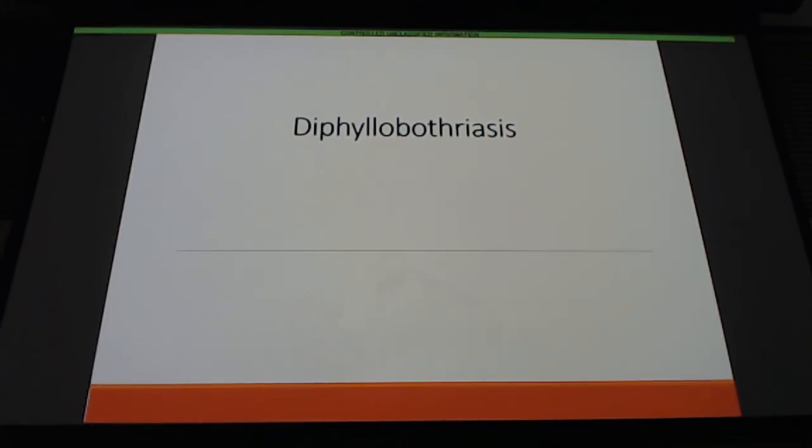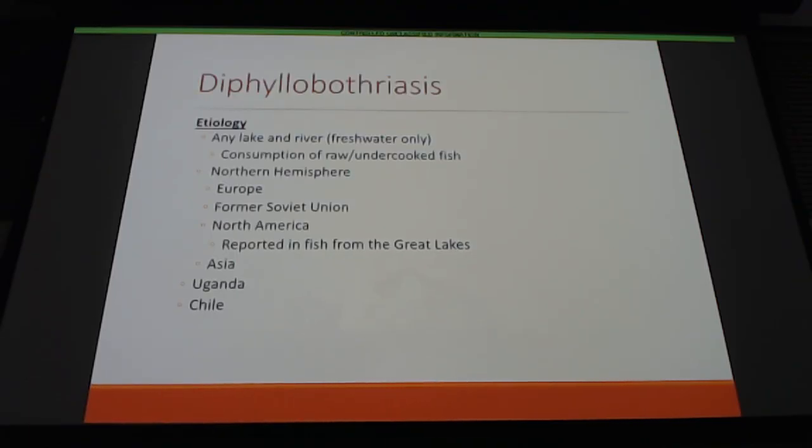All right. Diphyllobothriasis, aka fish tapeworm. Different than the other tapeworms that we've talked about, yes? Most of you guys usually always get this one right. So it's still completely weird, different than the other ones. It deals with lakes and rivers, freshwater fish only. Here it says Northern Hemisphere, Europe, former Soviet Union, North America, Asia, Uganda, Chile.